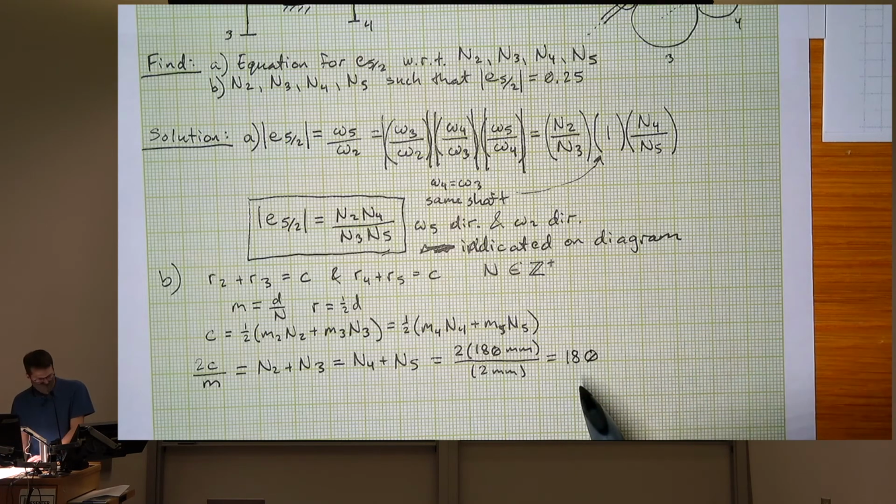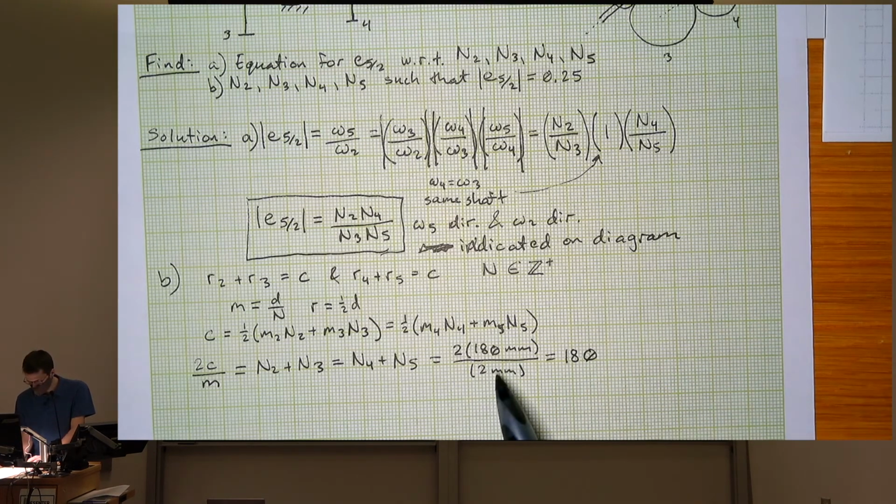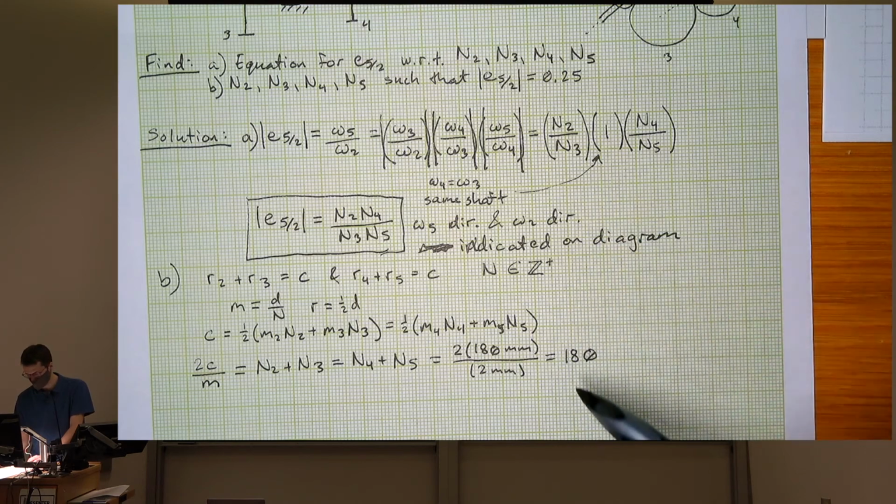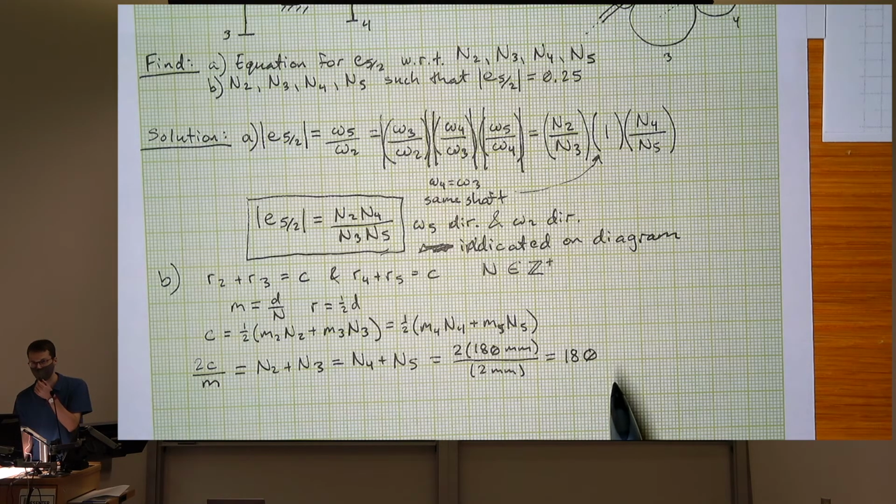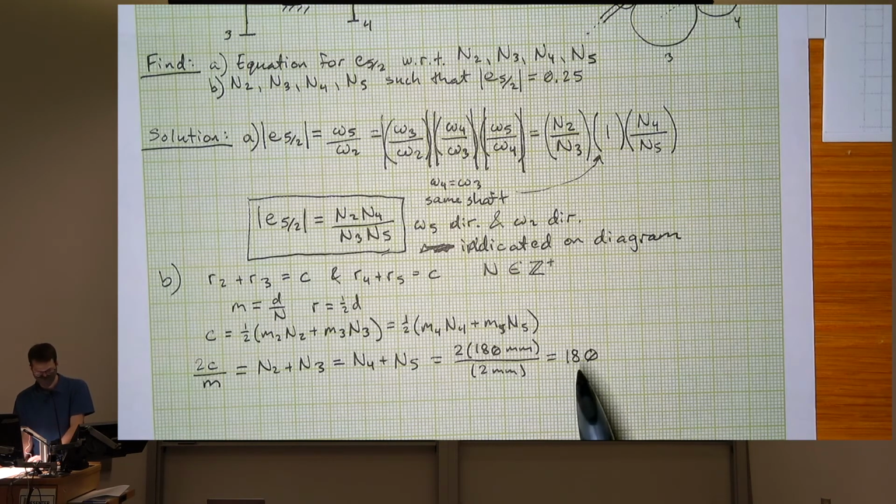Okay, this is a good sign that 2 times c over m gives us an integer number. If it didn't give us an integer number, there'd be something wrong with the problem, or maybe we made a mistake before now. Because we have two positive integers adding together, they have to give us another positive integer. It's impossible otherwise. So this is a good sign to have some positive integer for 2c over m.